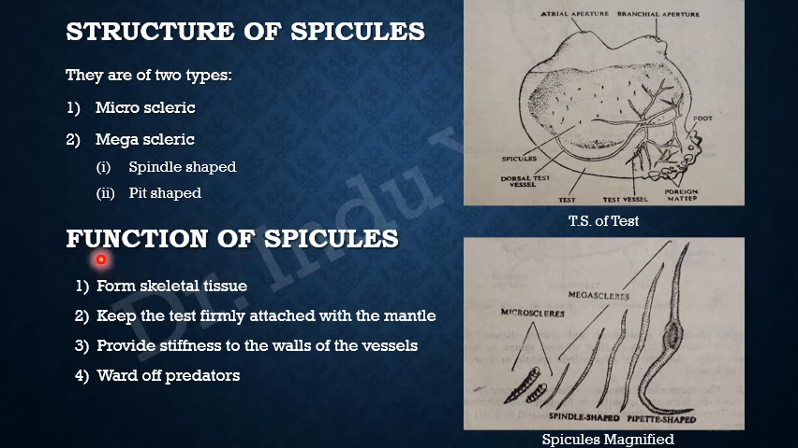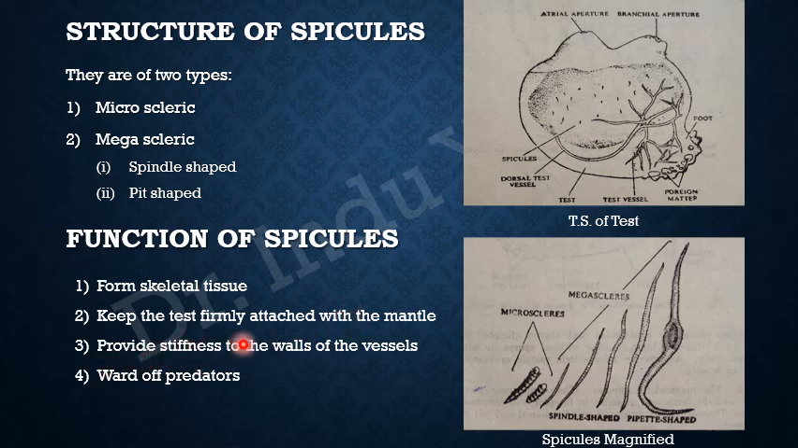And lastly, we come to the function of spicules. The spicules, they form skeletal tissue. They are hard structures. If we hold the Herdmania tightly in our hand, we will feel the poking of the spicules in our hand. So they are quite hard structures. Second, they keep the test firmly attached with the mental. They act like pins, attaching both the layers, the test and the mental inside.